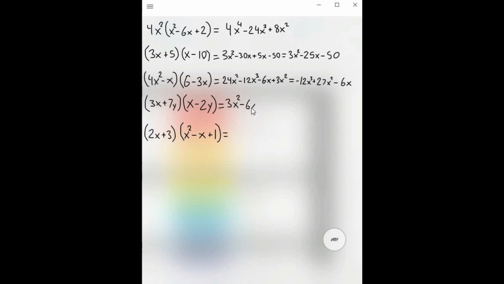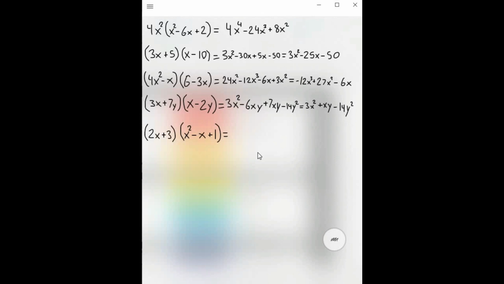And FOIL method once again. 3x times x, x squared. 3x times minus 2y. Although they have different variables, it'll end up looking like this, minus 6xy. And again, 7y times x, and 7y times minus 2y. And then we just add like terms. 3x squared doesn't have a like term. Minus 6xy would actually add to plus 7xy because they have the same variables. And then minus 14y squared by itself.